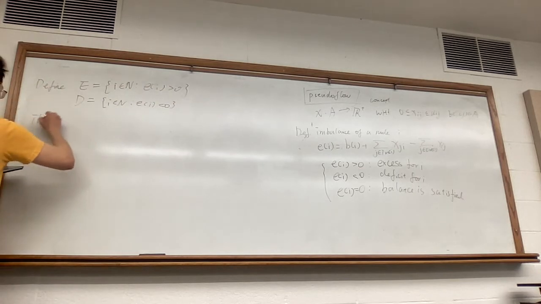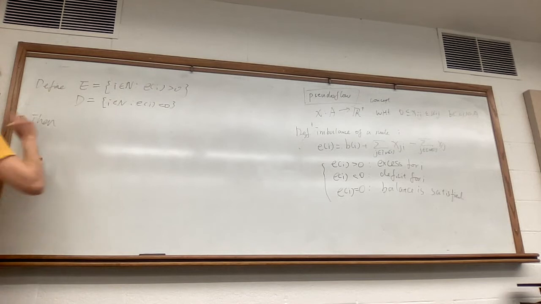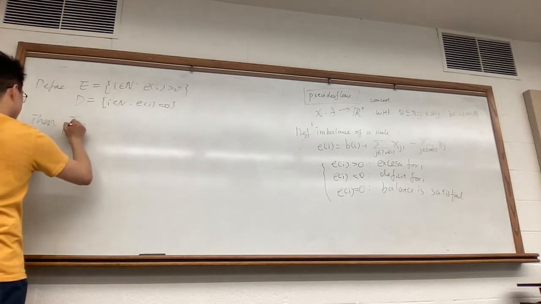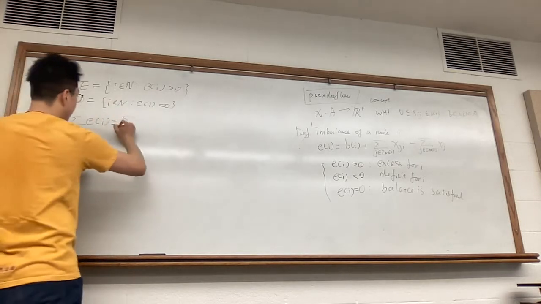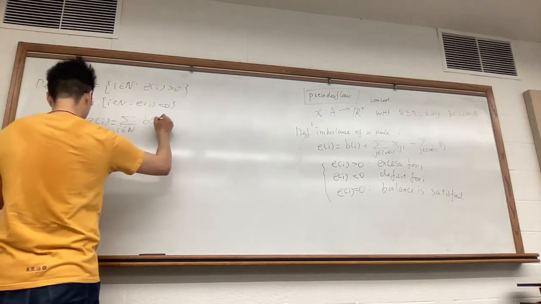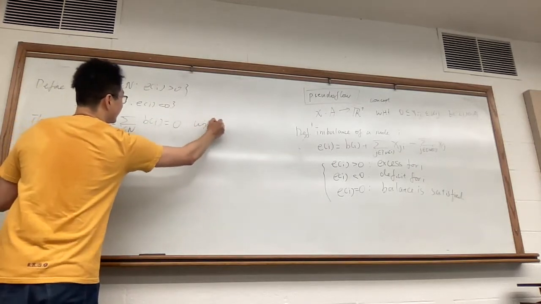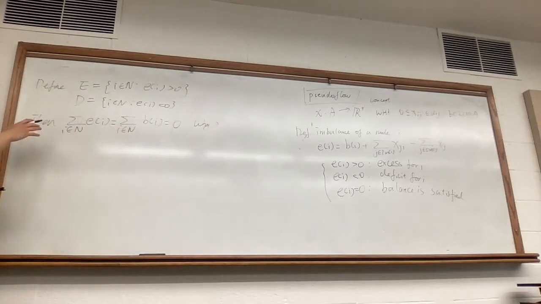Then we can quickly get some results. The first I want to say is the sum over i in N of e(i) equals the sum over i in N of b(i), which equals 0. And my question is why? Think about it. I claim that the summation of all the imbalances of the nodes in this network is equal to the summation of all the balances in this network, which is actually equal to 0. Can you tell me why? Please just shout it out.